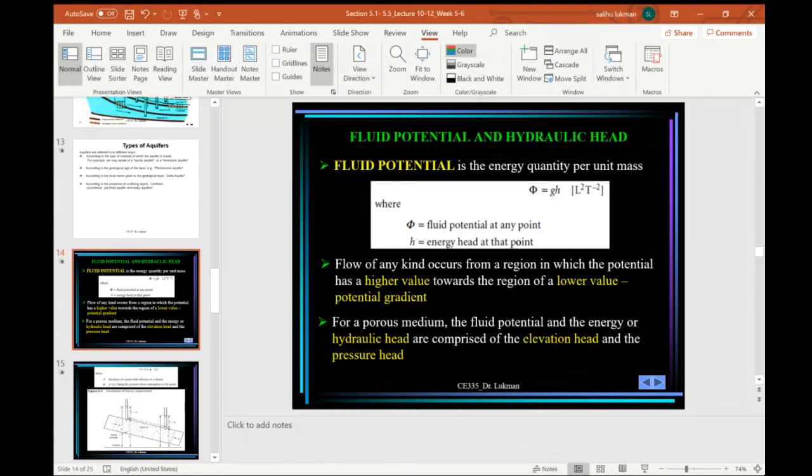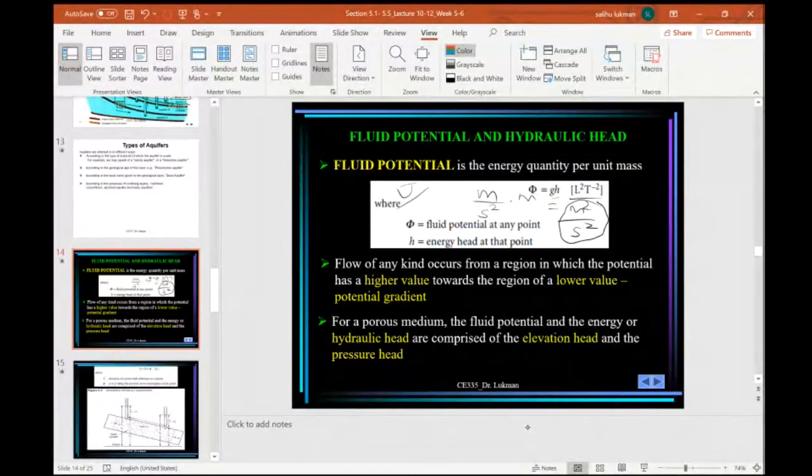Otherwise, let's see. G is in meter per second squared. H is in meters. So it is meter squared per second squared. And that is why the dimension is L squared over T squared. So you can use this, or you can use joule per kilogram, because it is the energy per unit mass. So either using joule per kilogram or meter squared per second squared. Oh, okay, it's M, not G. Okay, all right.